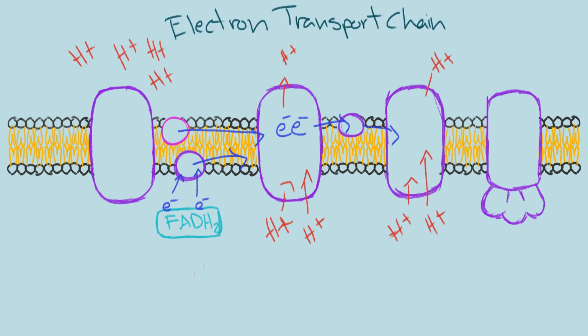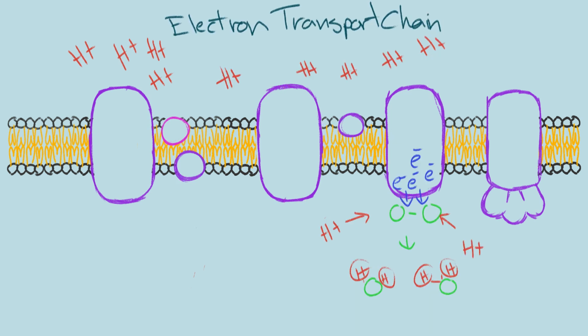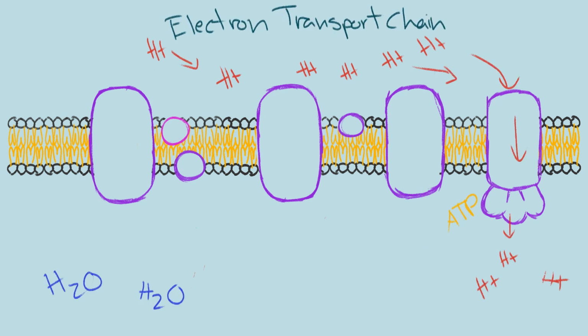This creates a high concentration within the inner membrane space. The electrons then attach themselves to the oxygen and the hydrogen that were in the matrix, making water. The hydrogen ions then go through diffusion through ATP synthase, producing ATP. It also produces 30 to 34 ATP per glucose entered. Run! Go.